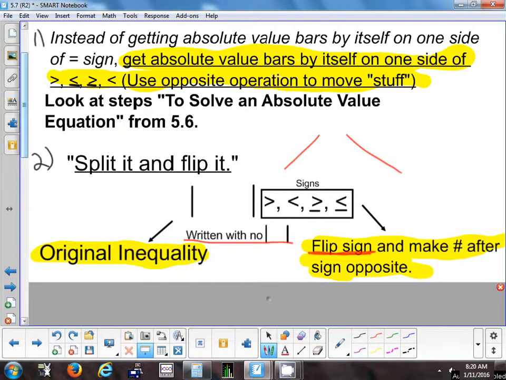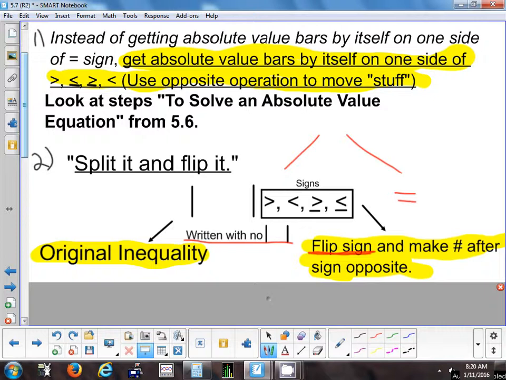When you have an equal sign, you don't have to flip it. Think if you took an equal sign and flipped it, it would look the same way. Right? But when you have an inequality and you flip it, it points a different direction. All right? So original inequality without the bars. Flip the sign and make the number the opposite. Okay, so there's a lot of stuff happening there, but we'll practice.